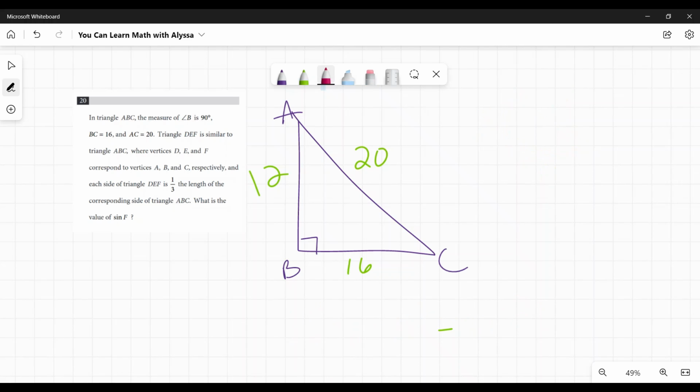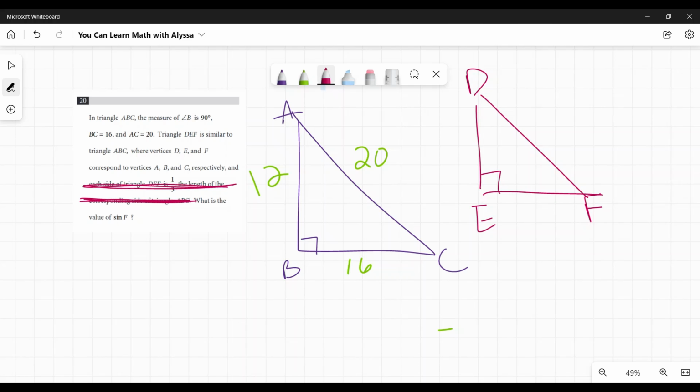Right, so we're told there's another triangle, DEF, that is similar to it. So it has the same angles, but is proportionally either bigger or smaller. And then it says, each side of triangle DEF is 1/3 the length of the corresponding side of triangle ABC. That clause is irrelevant. It doesn't matter at all. It is just because they want you to take 1/3 of 20 and 1/3 of 16. No, you do not need that at all.